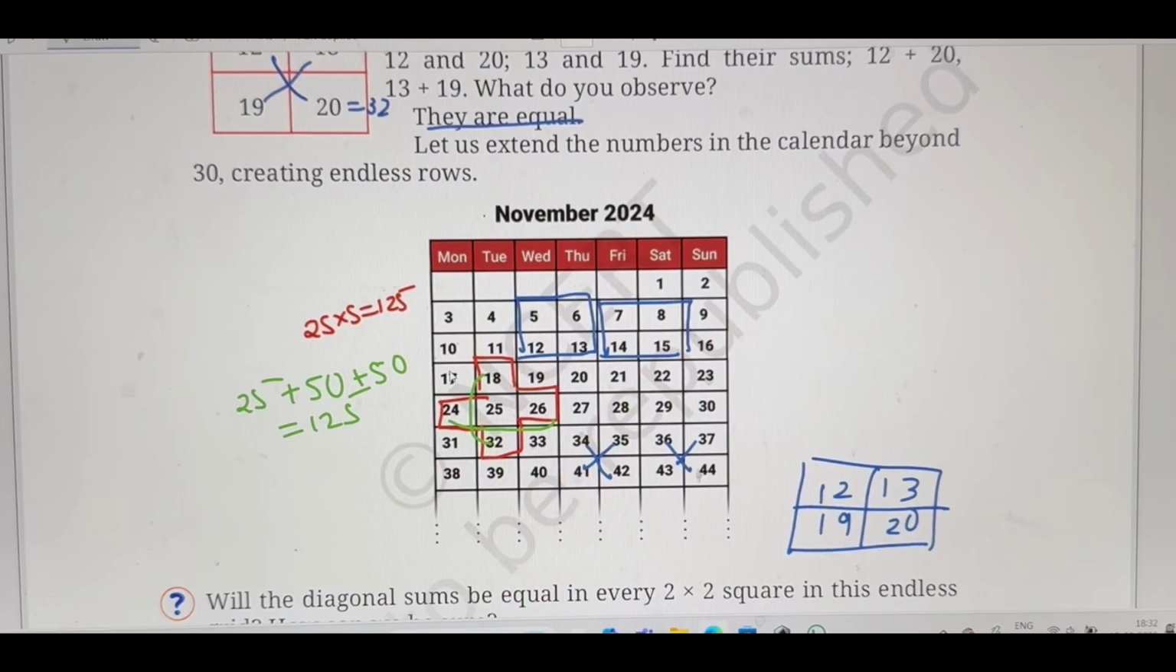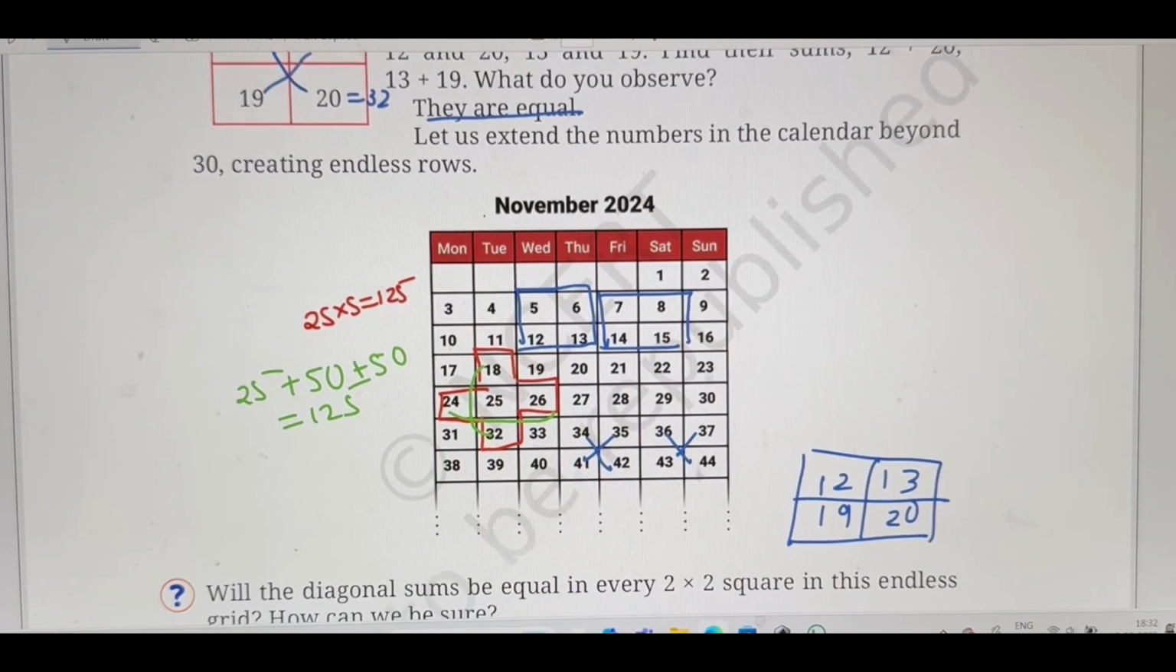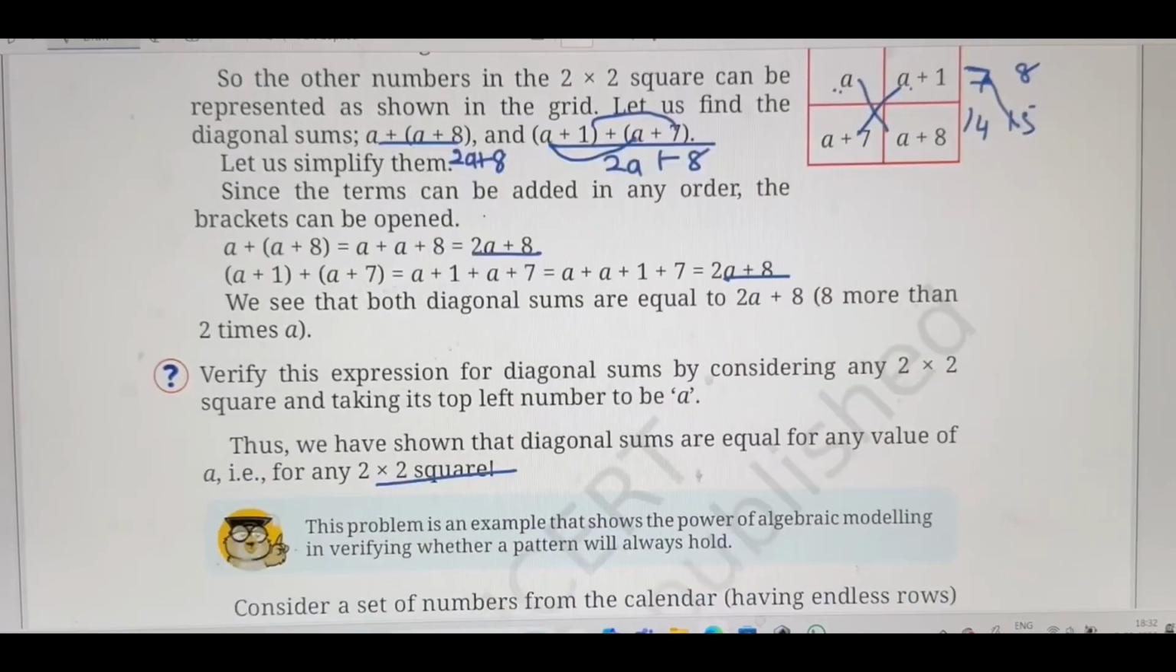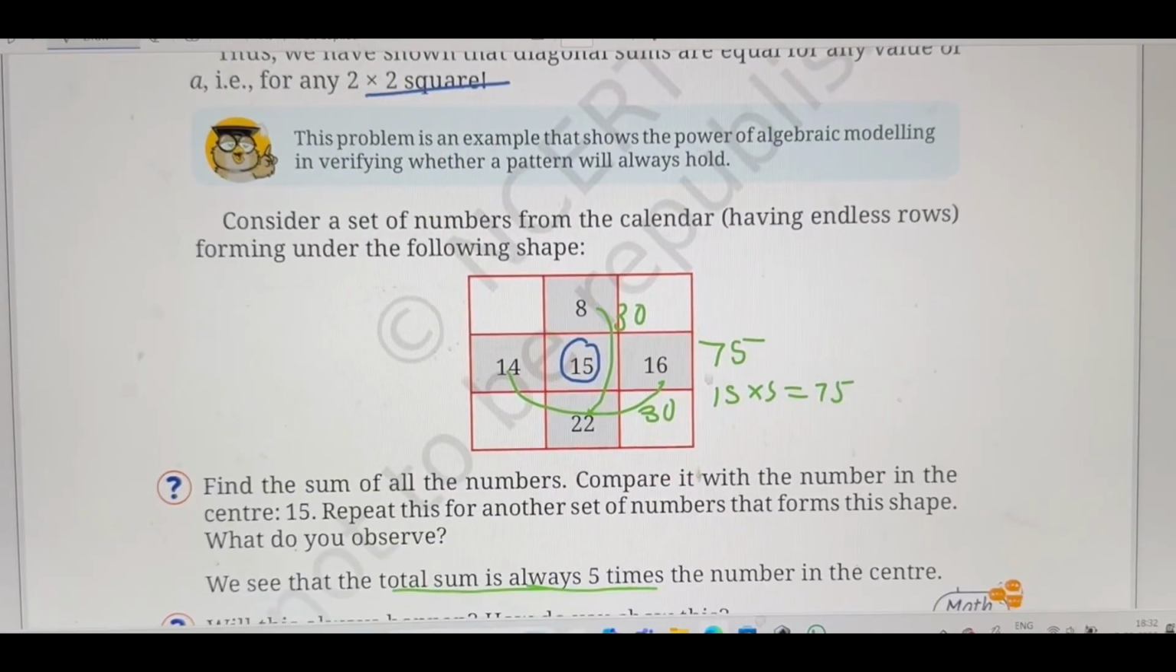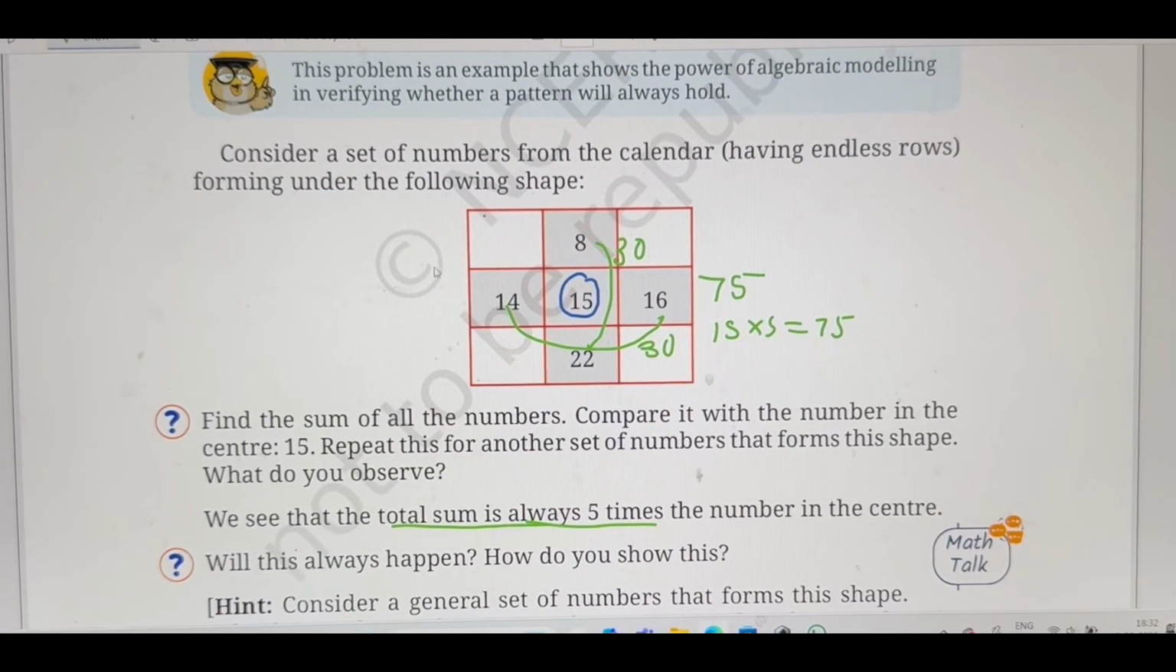Right? So we observe that the rule which we just established for this kind of design in a calendar is true. So if we choose any numbers in this shape, we need not add all the numbers. We can simply multiply the center number by 5. So this is true. The total sum is always 5 times the number in the center, right? So isn't that very easy?